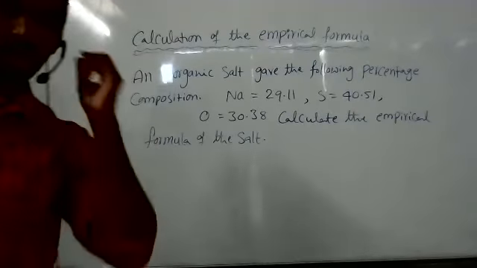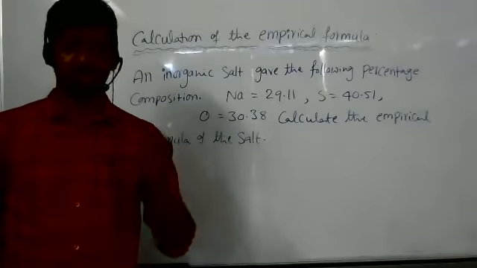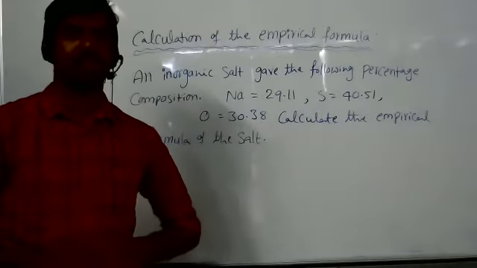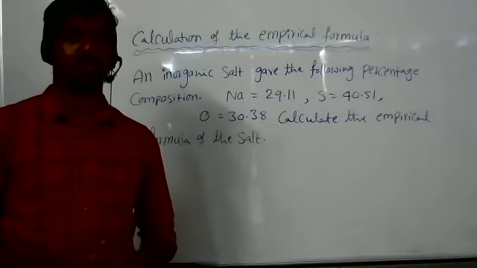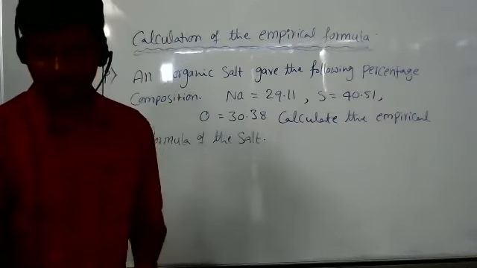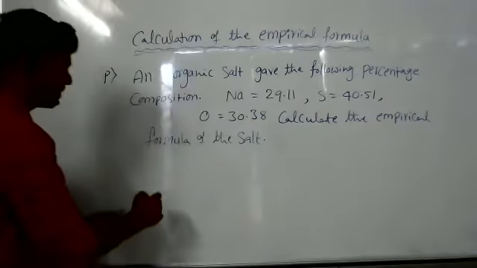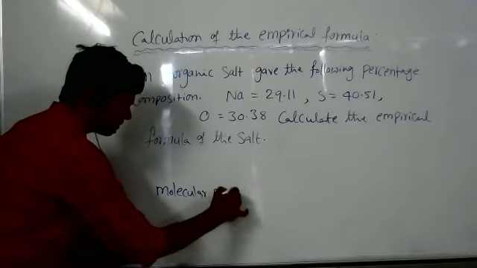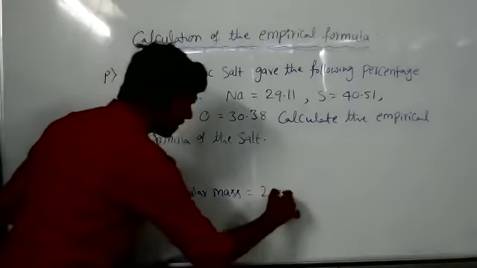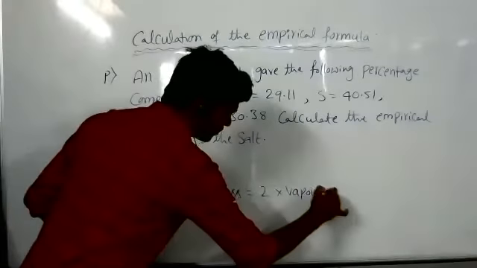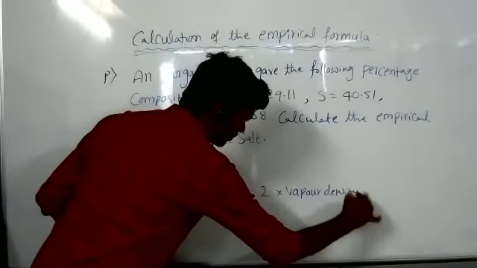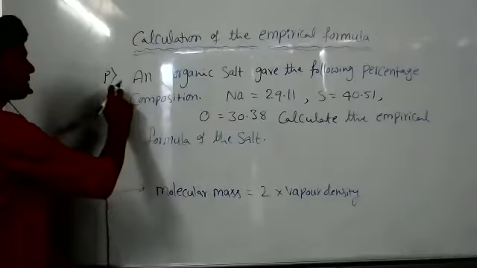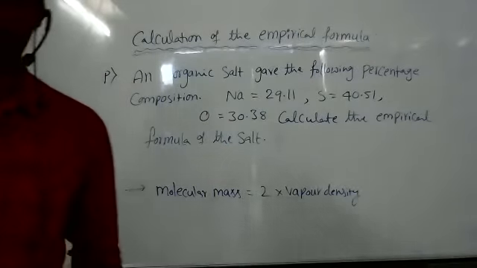Excuse me, sir. Yes. Sir, I got disconnected in between. I wrote till N is equal to molecular mass by empirical formula mass. What have you done after that, sir? After that, I gave molecular mass is equal to, note down this formula: 2 into vapor density. Write this formula. After that, note down this problem. Thank you, sir.